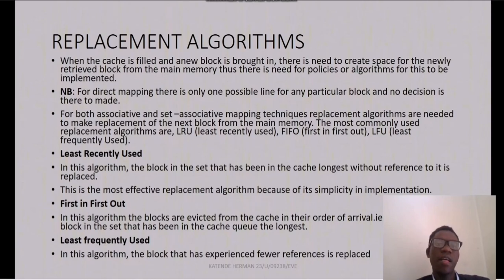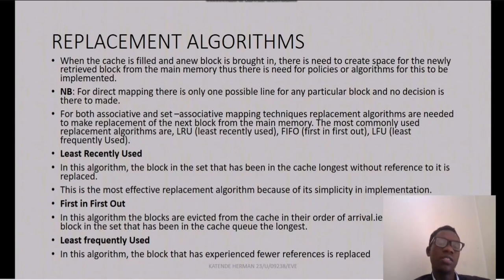Second, when we're bringing in blocks from the main memory, a situation can arise when the cache is full, and so there is need for an algorithm that can replace the blocks in the cache. The most commonly used replacement algorithms, the techniques used to replace the blocks in the cache, include the least recently used, the first in first out, and the least frequently used.